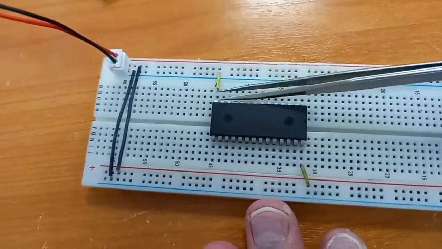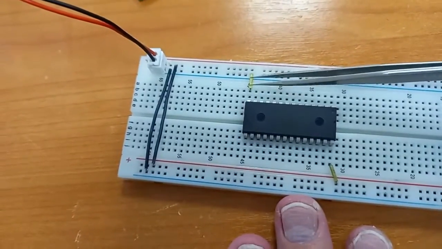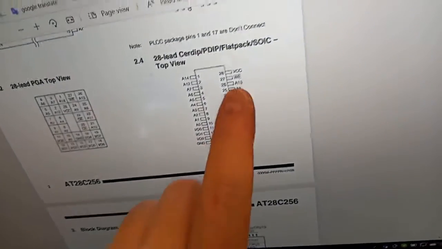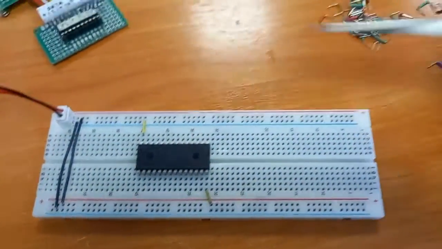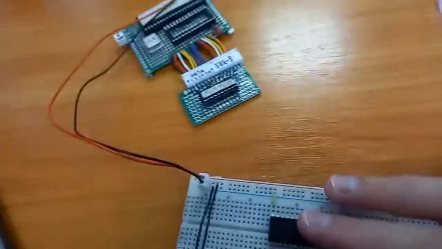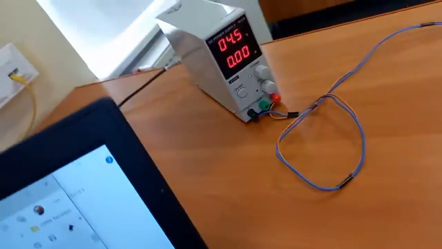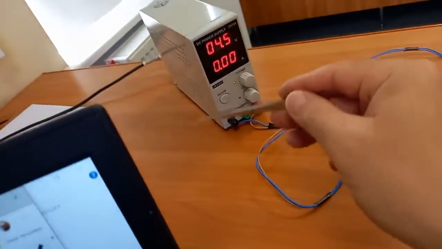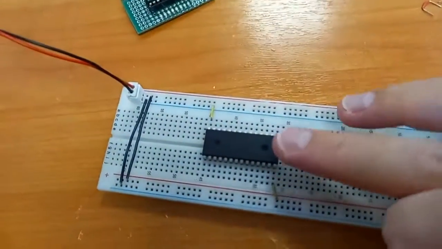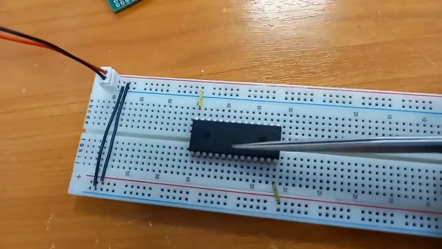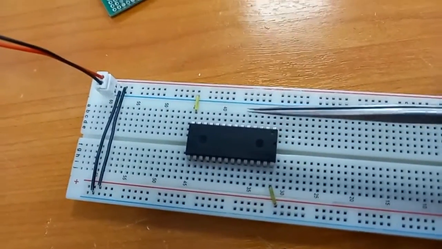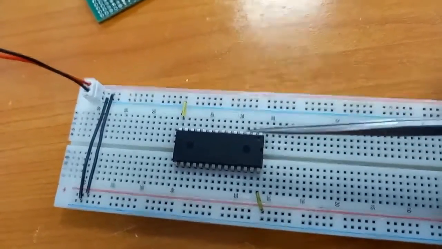Connect this to ground, pin number 14, and pin number 28 you connect with plus, it's positive. So it's cold, it's okay, and we have no amperes. That's very good. It has no short circuit inside, so it feels nice. Now it has the power, and now we need to connect all the rest of the legs.